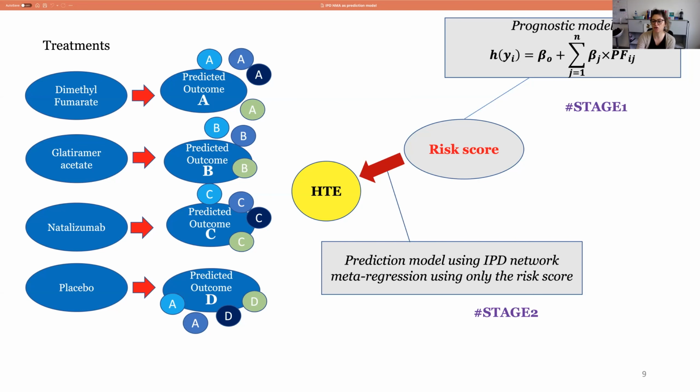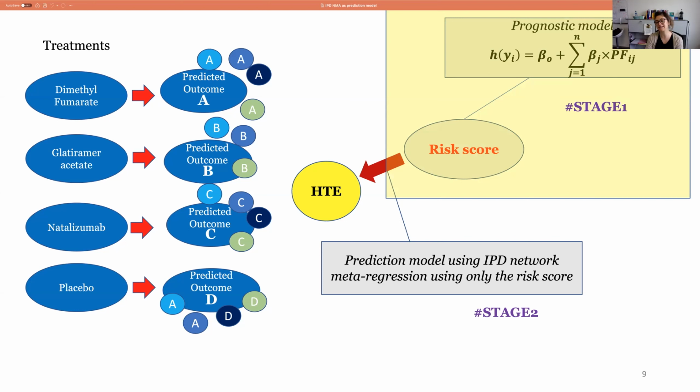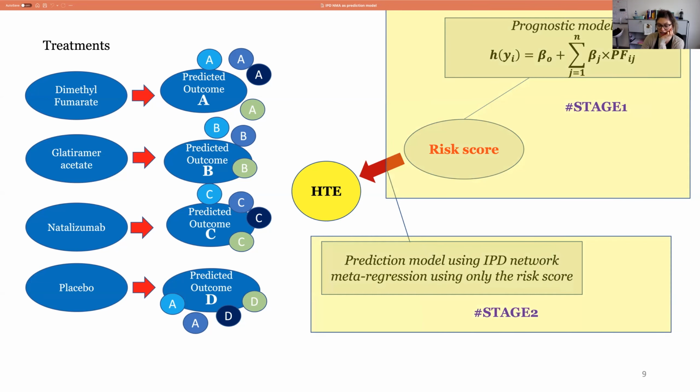So I will be talking about stage 1, which is the development of this prognostic model to estimate the baseline risk score or the baseline risk shortly. And then stage 2 is the use of that variable developed in stage 1 as a covariate in an IPD network meta-regression model.